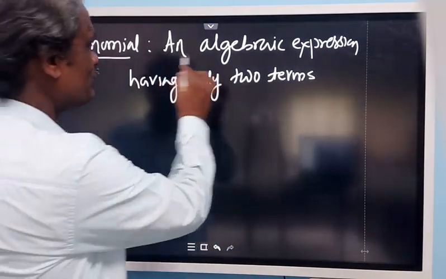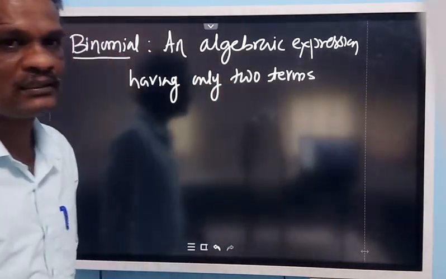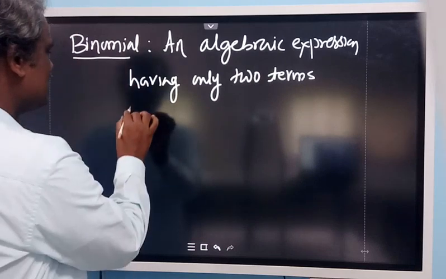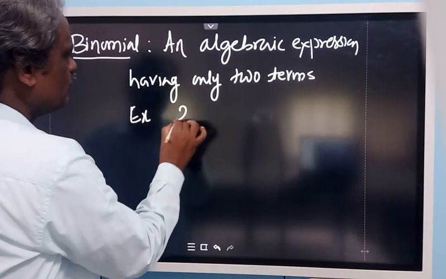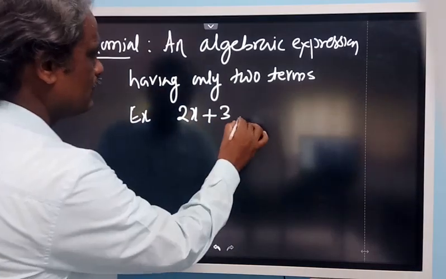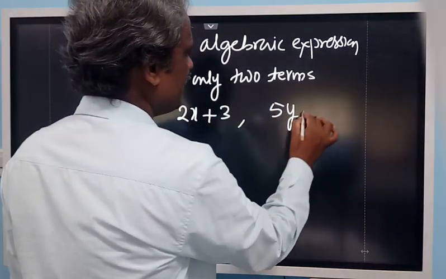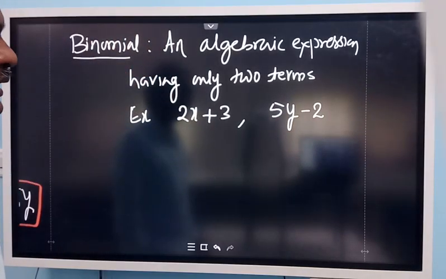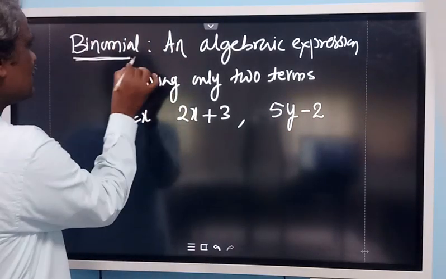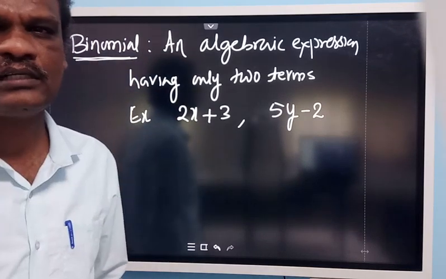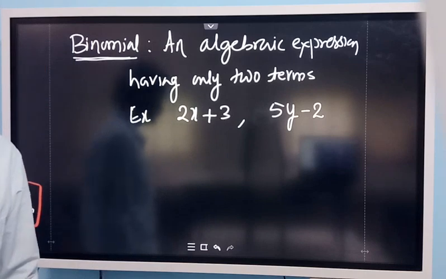So an algebraic expression having only two terms is called a binomial. Example, 2x plus 3 or 5y minus 2. This type of expression is called a binomial. Algebraic expressions having only two terms are called binomial expressions.